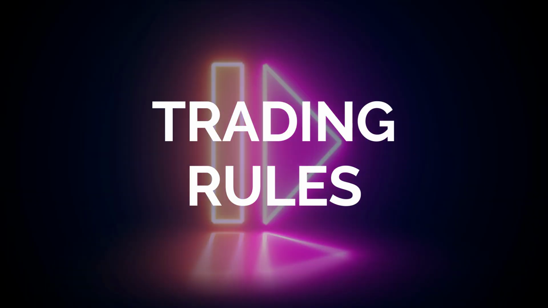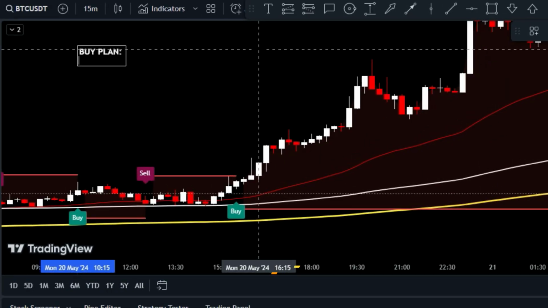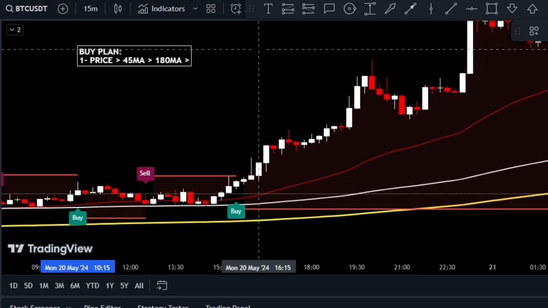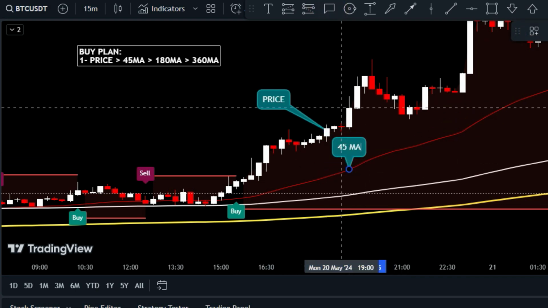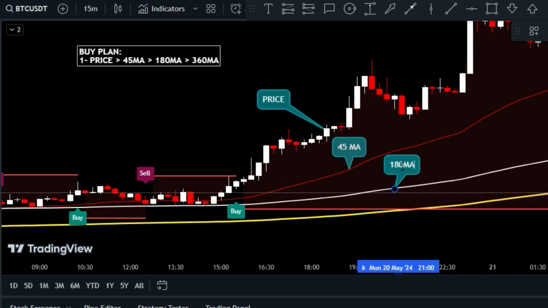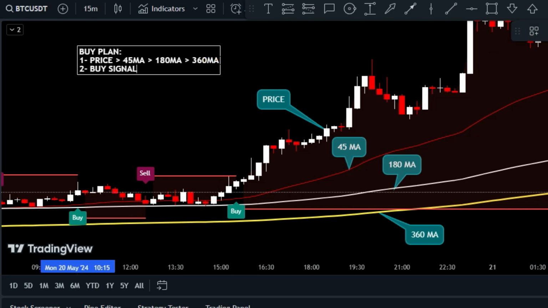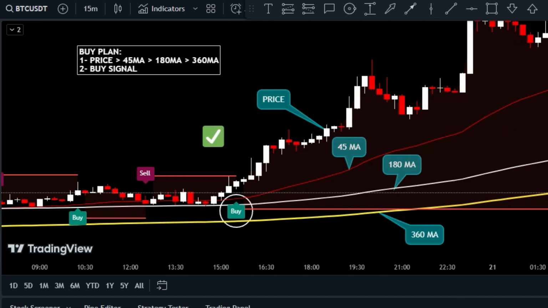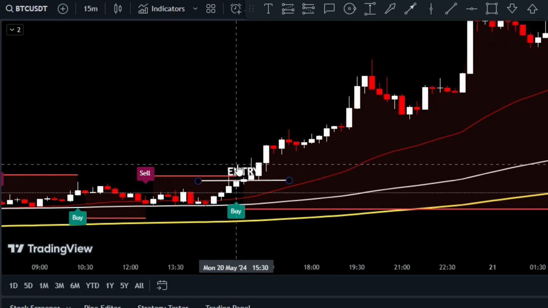Alright, now that you've got everything set up on your chart, let's talk about the rules for trading. If you're thinking about making a long trade, the first thing you've got to check is whether the market is in a bullish trend. You can tell it is a bullish trend if the 45 period moving average is above the 180 period moving average, and both of them are above the 360 period moving average. Also, the price should be trading above all these moving averages. And the second thing you need is a buy signal with the closing price of the candle above all moving averages. Once you've got all that, you're good to go with a long trade.